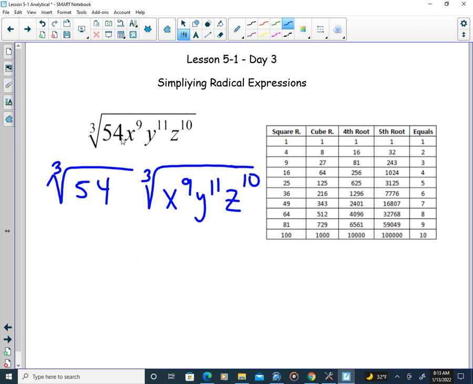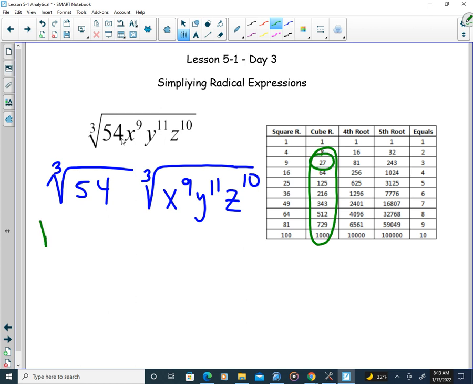And then we're going to do the number part first. So we're looking at cube roots, so we're looking at these numbers here. If you notice, 54 is not on that list. So 54 is not a perfect cube root. So what we need to do is find a perfect cube root that divides into 54. And if there's more than one, we pick the biggest one. Well, there's only one perfect cube root that divides 54, and that's 27.